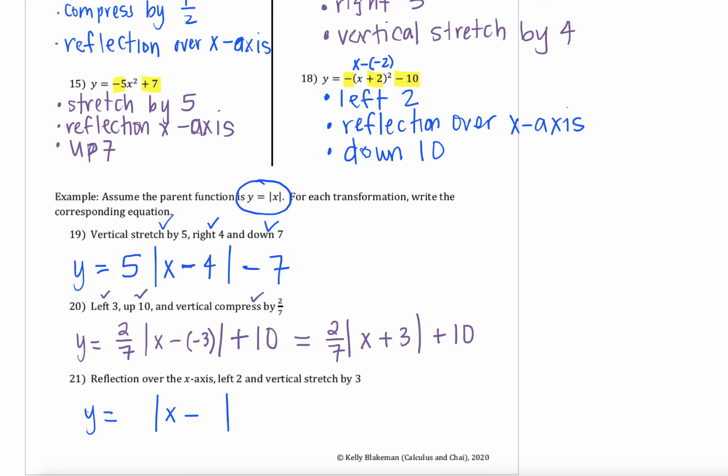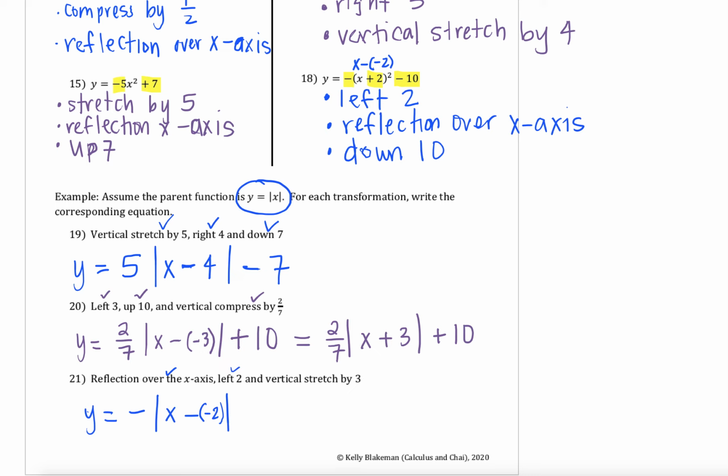So let's check 21. A reflection over the x-axis, that's when we multiply by a negative outside the function, because a reflection over the x-axis is not changing the x, but it's changing the y, so I need that negative sign outside my function. Going left 2 means that's happening inside the function, since that's a horizontal shift, and I would be subbing in a negative 2 then, which we can simplify down in a little bit.